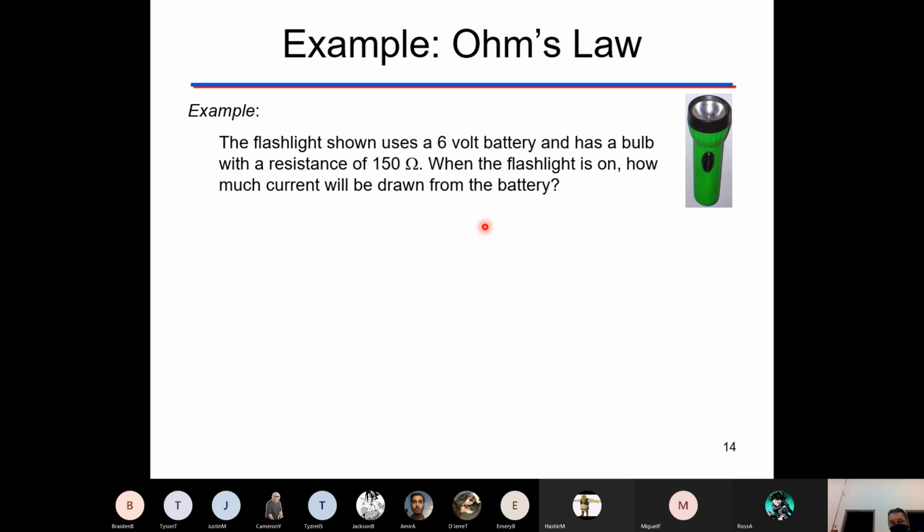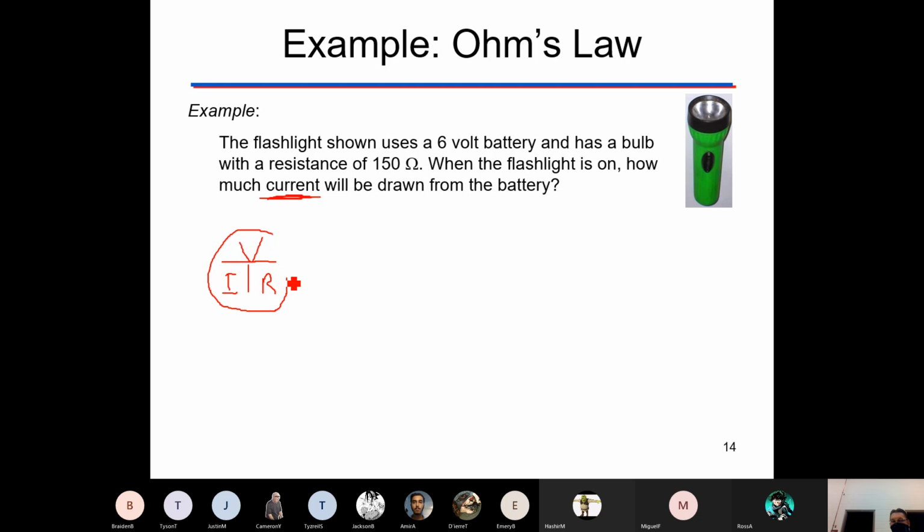So this example is a flashlight that uses a 6-volt battery and has a bulb with a resistance of 150 ohms. When the flashlight is on, how much current will be drawn from the battery? This is the type of scenario that you have in your lab. So we're looking for current. So we want to solve for current. If you have your Ohm's law, you should have V, this is I, this is R, right?